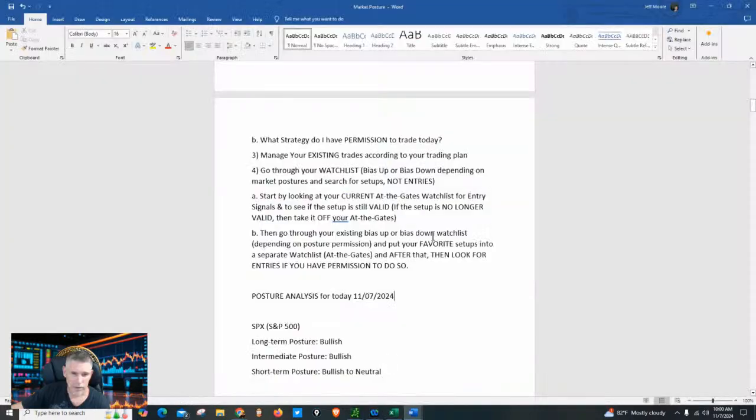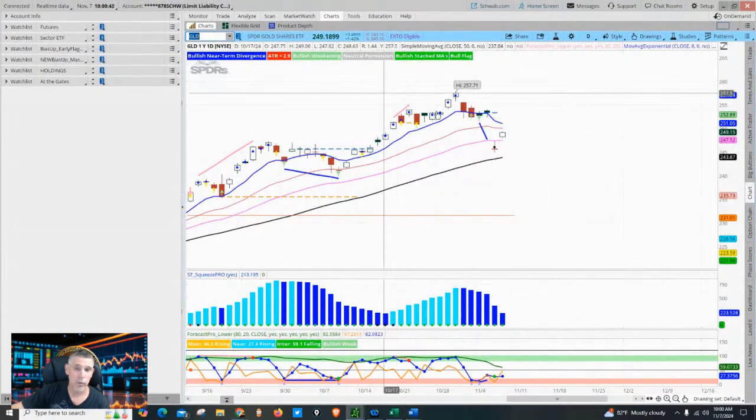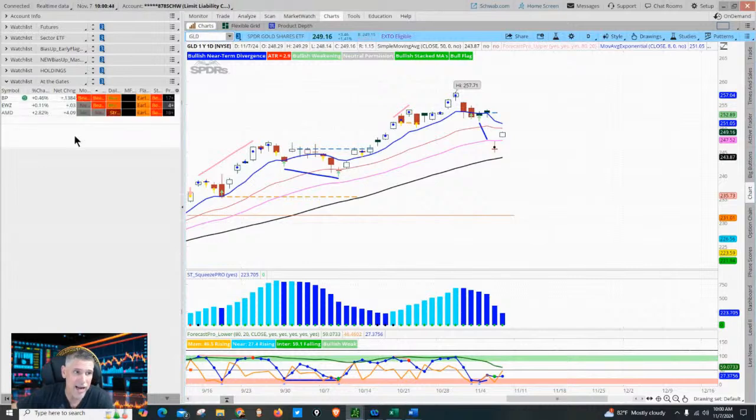Let's get to work. We're going to start off by going through our at the gates. We're going to look for entry signals, and we're going to see if setups are still valid. Based on my rules, I already know what's the higher probability and what's the lower probability. I am willing to take low probability flags today. Y'all know I am willing to take low probability flags. The only thing I'm not willing to do is I will never fight the intermediate trend.